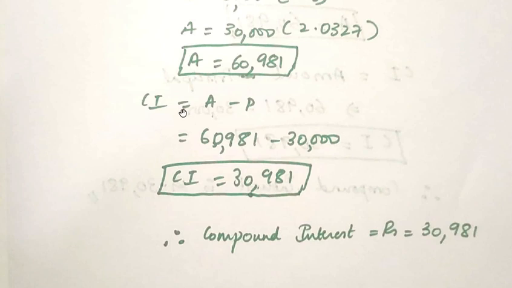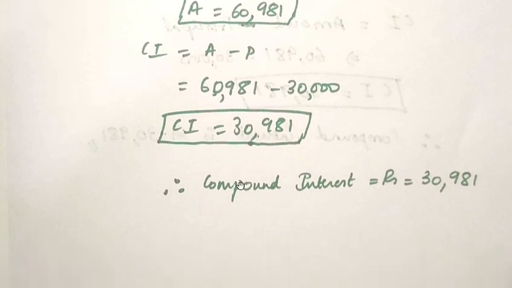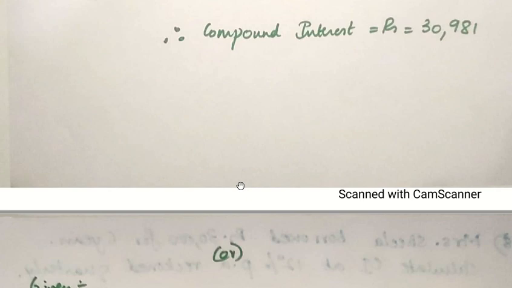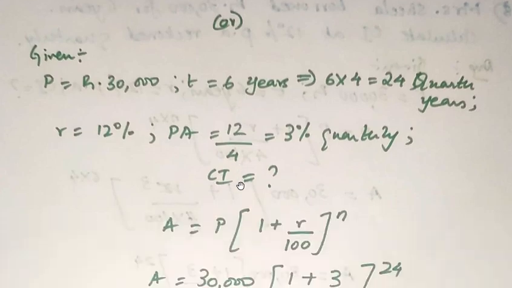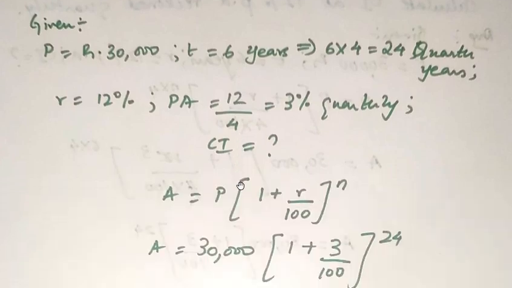So the amount is equal to 60,981. So compound interest is equal to amount minus principal, 60,981, which we found out, minus your principal amount 30,000. So your compound interest is equal to 30,981. Or there is another method for finding it out.